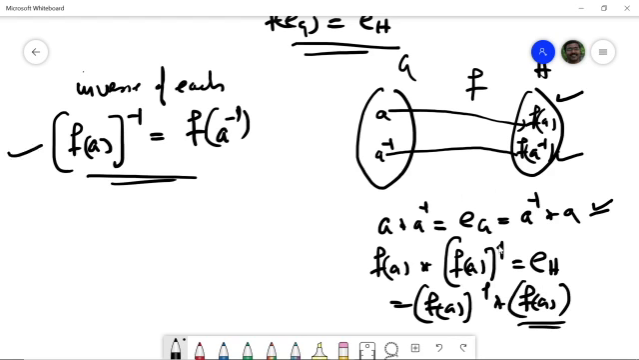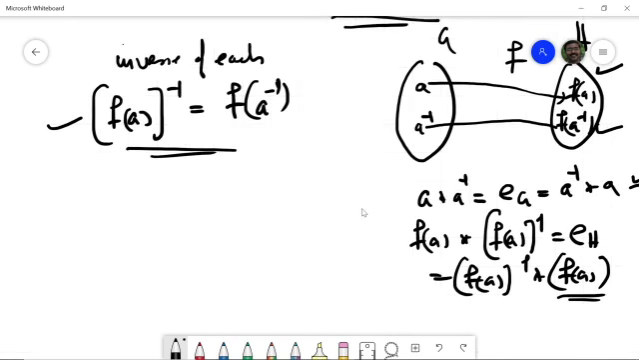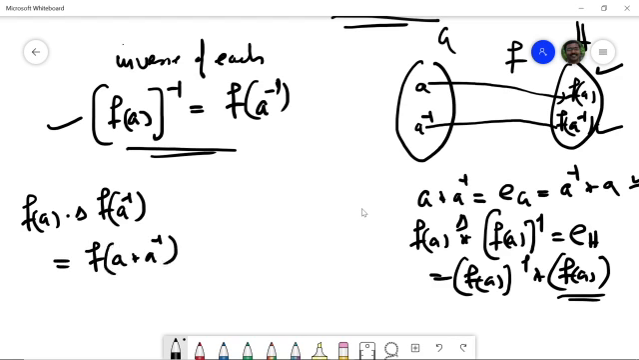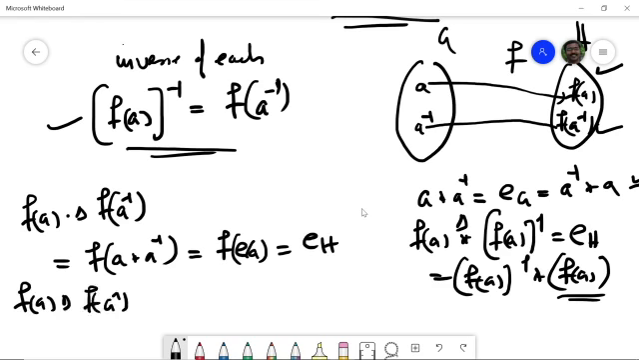The inverse of f of A is f of A inverse. How will you prove it? Just consider this quantity. Let us consider f of A delta f of A inverse, where in H we have the operation delta. By the homomorphism property, I can write this as f of A star A inverse. Now what is f of A star A inverse? A inverse is the inverse of A, so I get f of EG. Already we have found in the first result that f of EG is basically EH. So now I have that f of A delta f of A inverse is equal to EH.